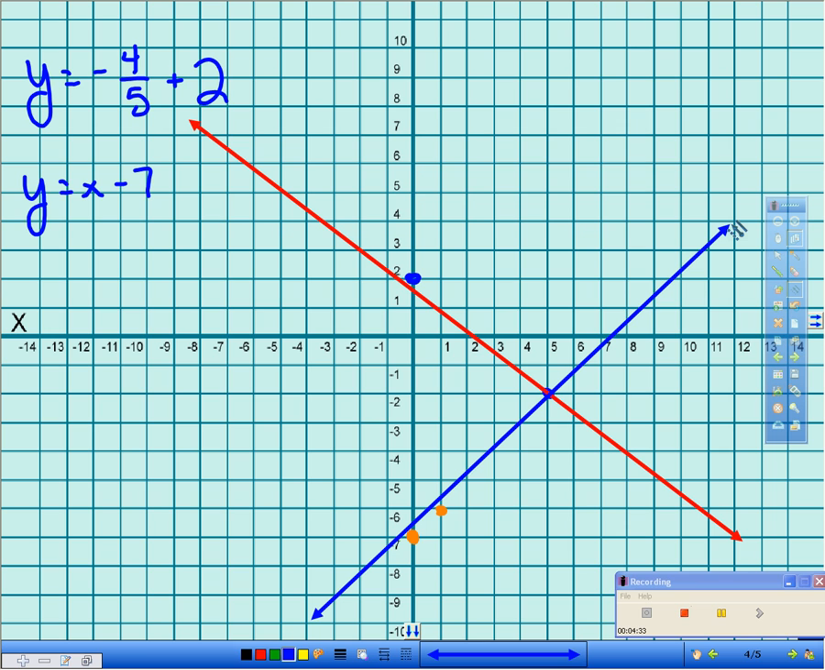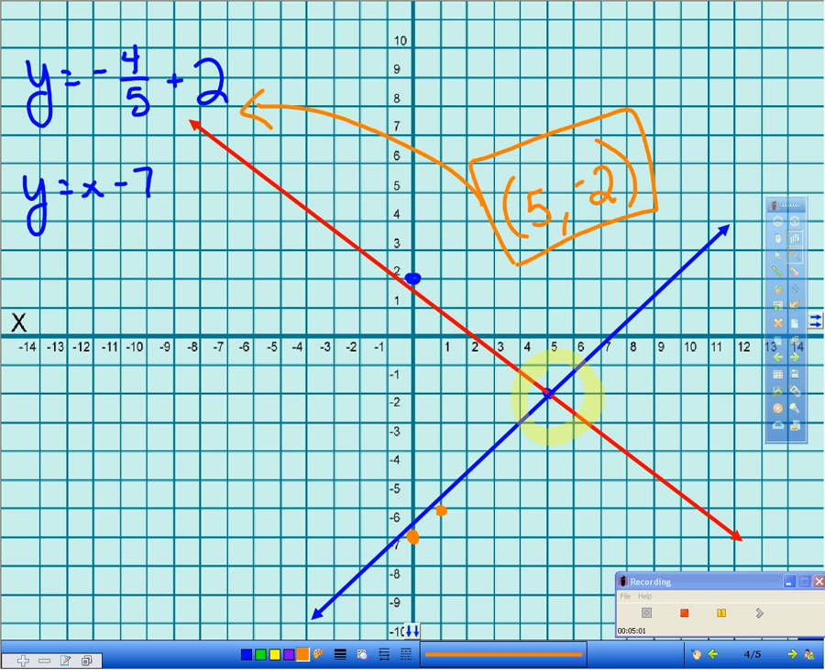I can see, though, if my line would have been straight through those points, I know that the solution would have been right here, which, what is that ordered pair? It's going to be (5, negative 2). That is the solution to this system of equations. If I was to put that into both of these, it would work out to be true.